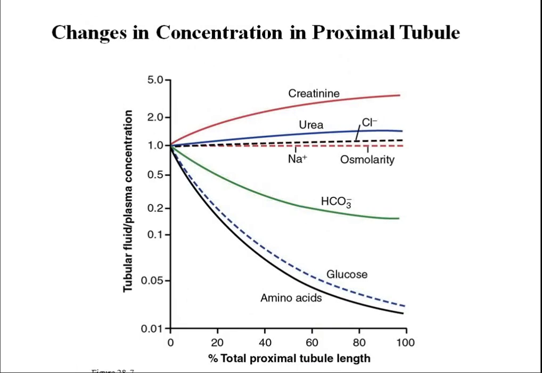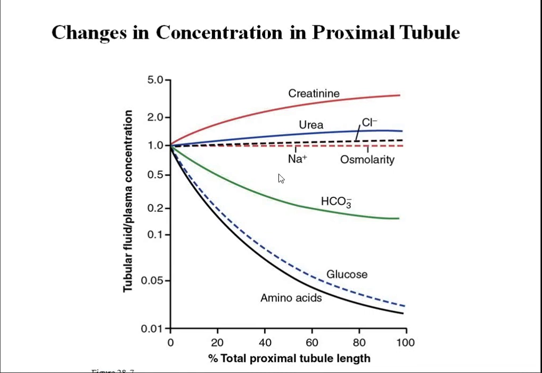This shows the changes in concentration of different substances taking place in the PCT. This graph shows the isoosmotic line in red color. The dotted line is showing osmolarity. And the concentration of these substances is remaining constant. Although the amount of substance is very much decreased, sodium, so much reabsorbed, 65% is reabsorbed in the PCT, since water is also being reabsorbed along with it, the osmolarity is remaining constant. The concentration is remaining constant. Same is true for chlorides.